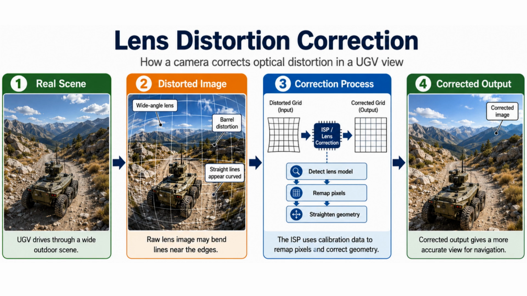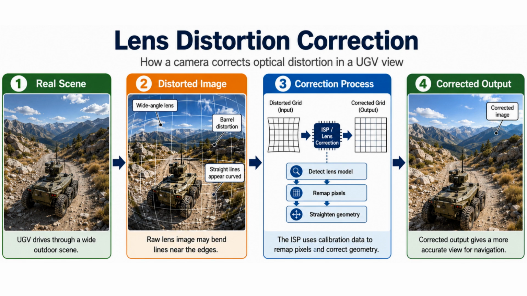Let us now understand the last topic in ISP: lens distortion correction. Wide-angle cameras are useful on vehicles because they provide a larger field of view. However, they can also introduce barrel distortion, where straight lines near the edges appear curved and objects may look stretched.